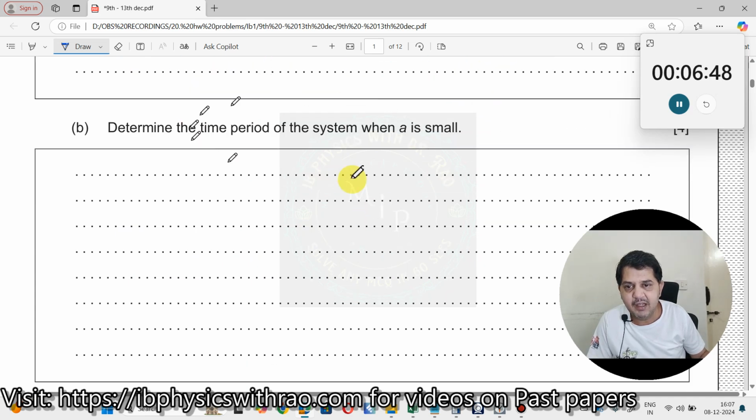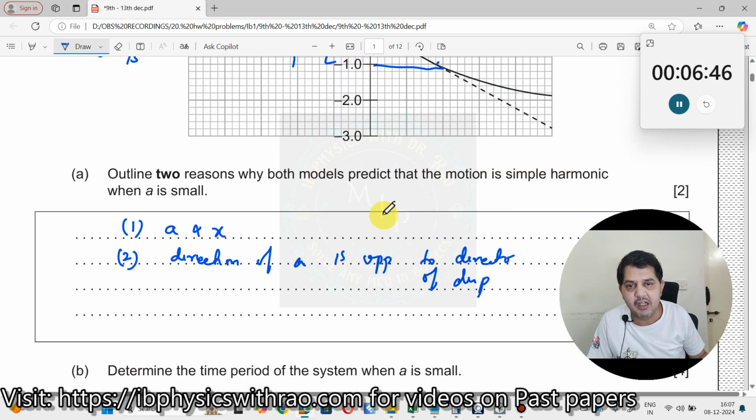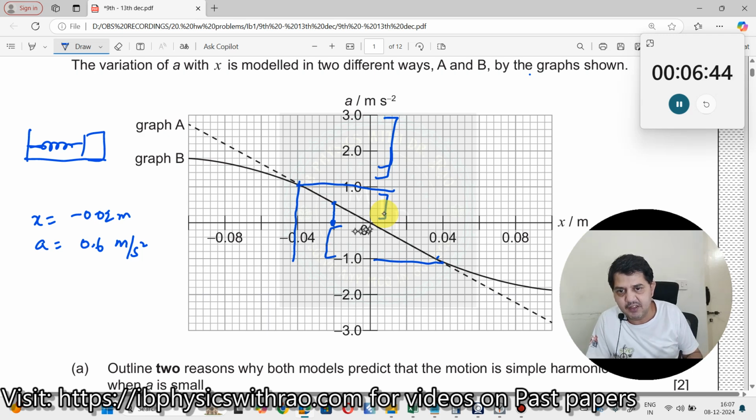Next, determine the time period of the system when a is small. Now you know, when we model this one, how is acceleration related to displacement?